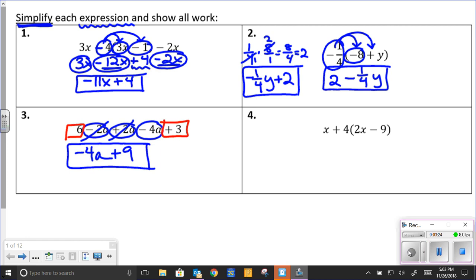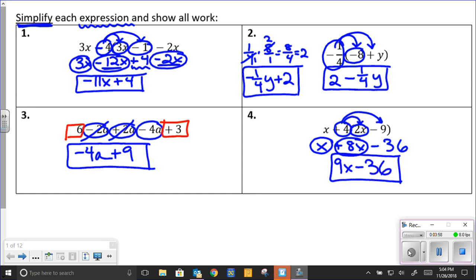Next one here, again, we have to distribute. We've got a positive 4. Don't forget your sign goes to the positive 2x. So we have x. A positive times a positive here is a positive. So that's plus 8x. And then we have a positive times a negative. That's going to be a negative. And 4 times 9 is 36. And now I'm going to combine my like terms. I have an x and I have an 8x. That's the only thing I have alike here. So now, remember this is a 1x if you want to think of it. 1x plus an 8x is 9x minus 36. And so this is my answer here for this one.